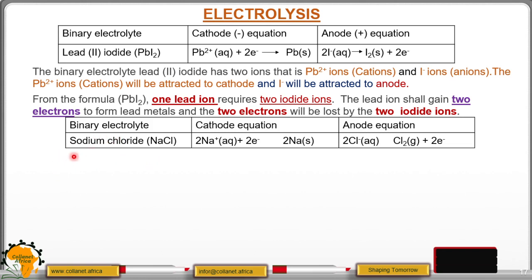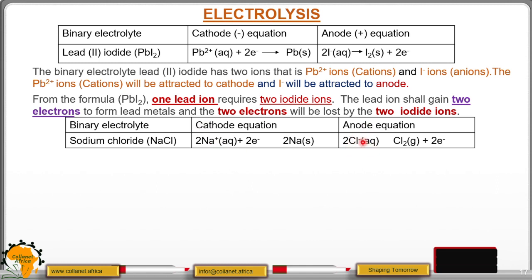Now let us look at sodium chloride. In sodium chloride, at the cathode we will have the sodium ions, and at the anode we will have chloride, because the chloride ions are negatively charged, so they will be attracted to the anode. Therefore, the chloride ions are referred to as anions, while the sodium ions are referred to as cations, attracted to the cathode.